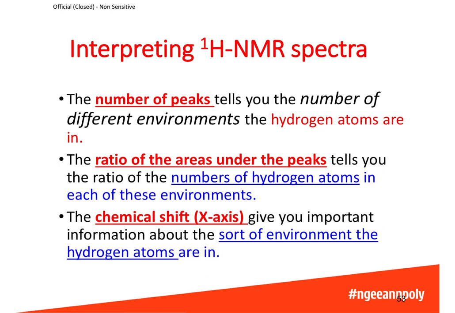So to reiterate, to interpret a proton NMR spectrum, the number of peaks in the spectrum will tell you the number of different environments the hydrogen atoms are in. The ratio of the areas under the peaks will tell you the ratio of the numbers of hydrogen atoms in each of these environments. And the chemical shift, which is on the x-axis, will give you important information about the sort of environment the hydrogen atoms are in, whether it is more shielded or deshielded. You can also refer to the table of chemical shifts to tell you the approximate range of chemical shift that you can expect to find those hydrogen atoms in.